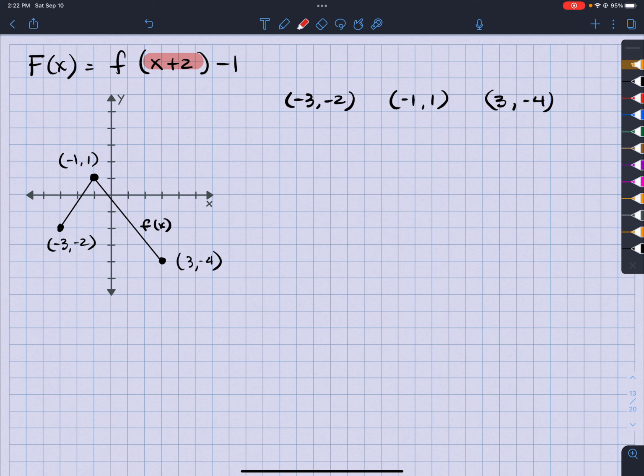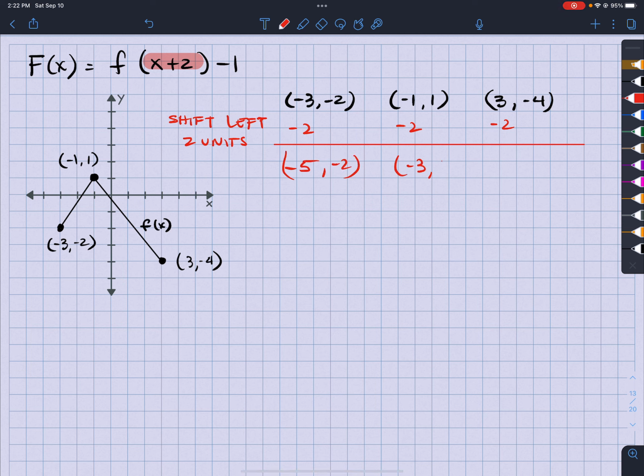So let me go ahead and do this. This is a shift left 2 units, which means take the x value and subtract 2. You notice I'm writing underneath the x values. I'm subtracting 2 from the x value, so I got -5, -2, -3, 1, and 1, -4. So that part is done.